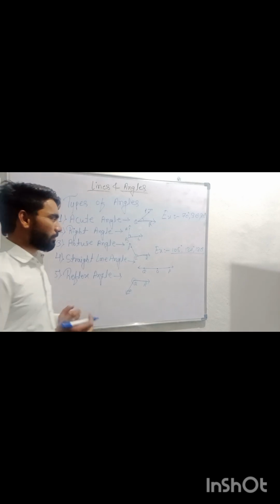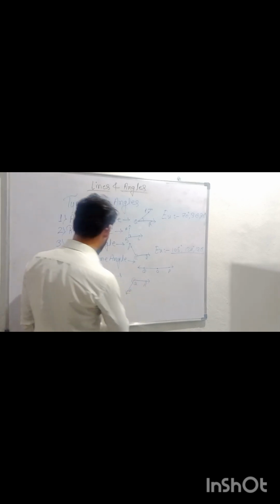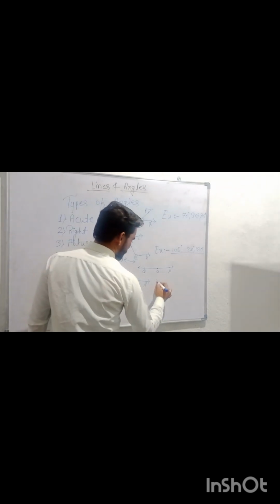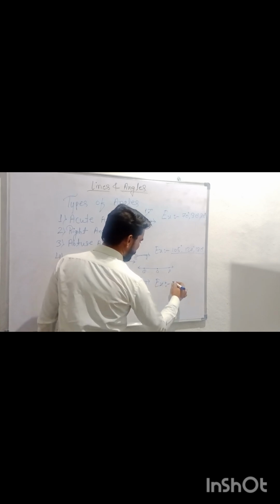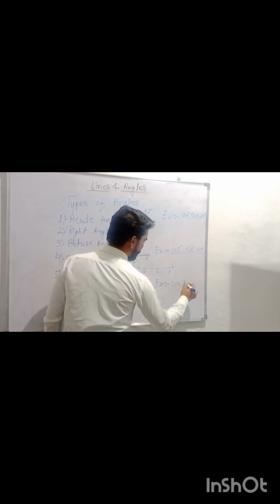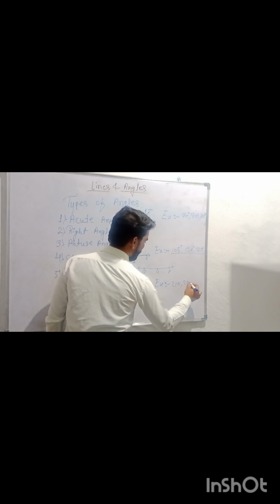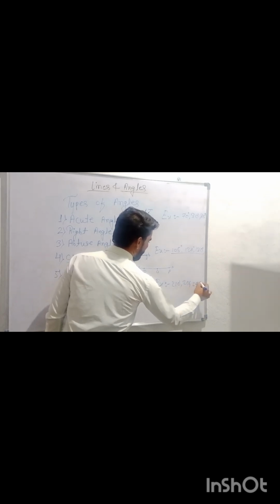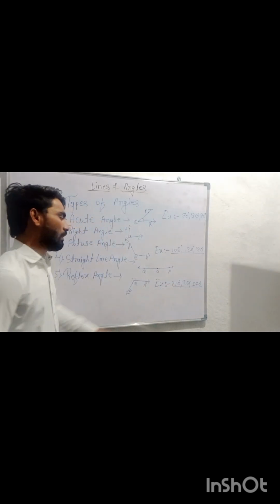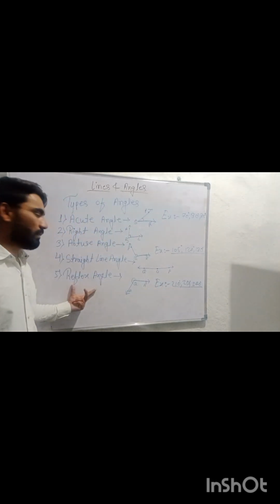Okay. We can take other examples of a reflex angle. Here are other examples of reflex angles: 210, 250 degrees, and 270. These are all examples of a reflex angle.